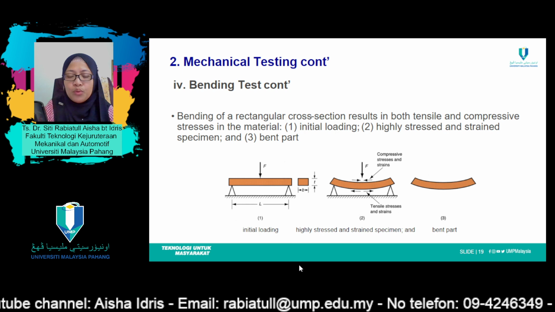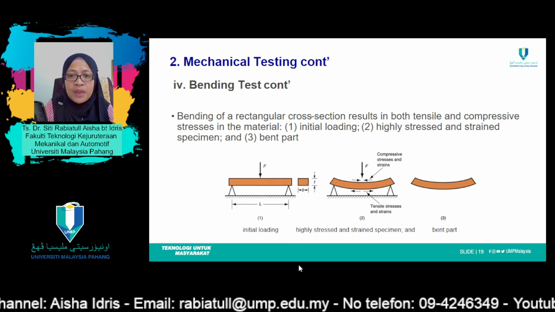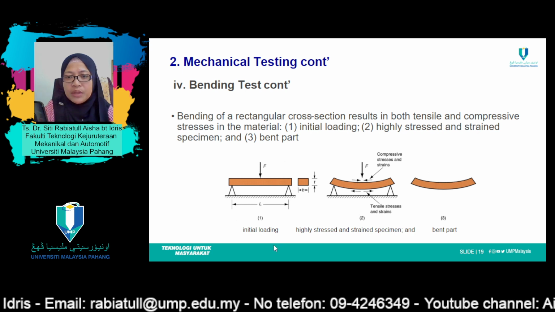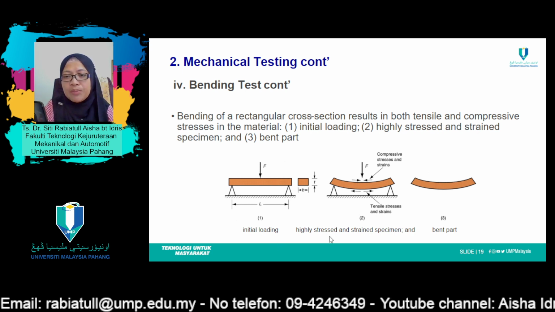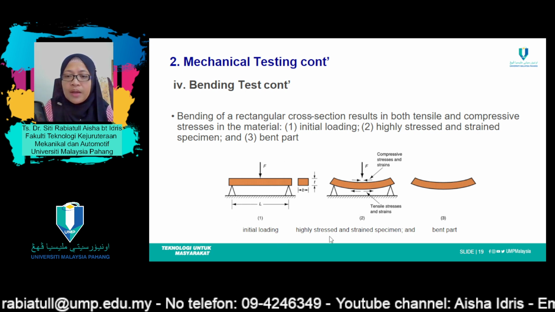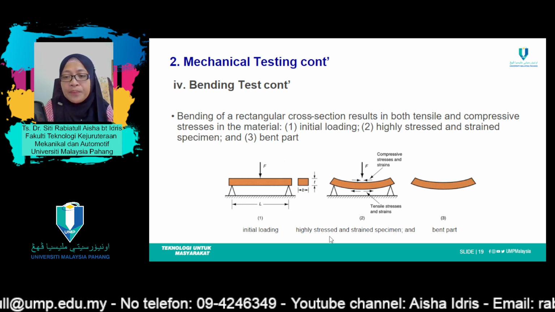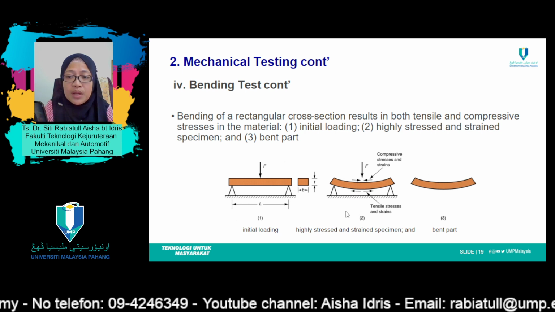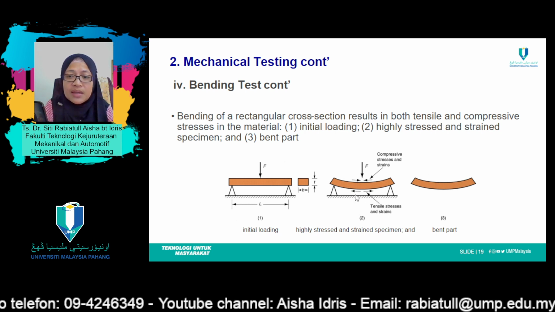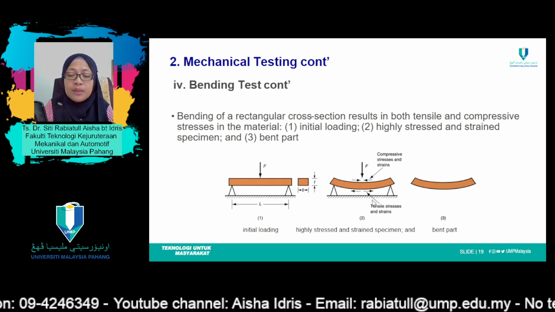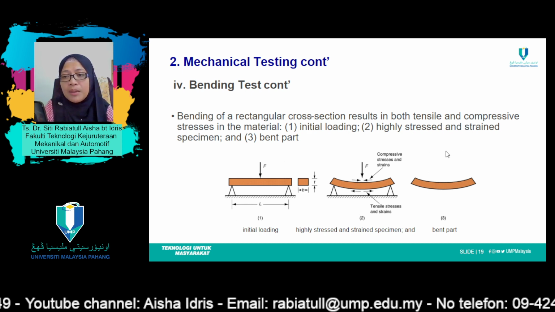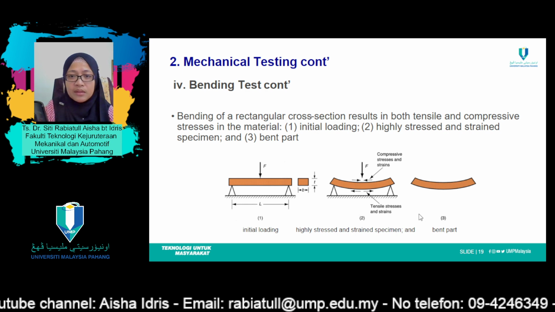And this is what will happen to the specimen through bending testing. This is the initial loading. After that, the specimen will suffer high stress and strain, whereby you may find compressive stress and strain as well as tensile stress and strain at the other part, the bottom part of the specimen, before it becomes bent.